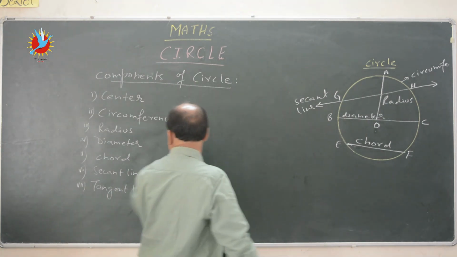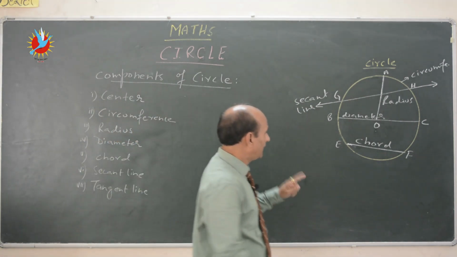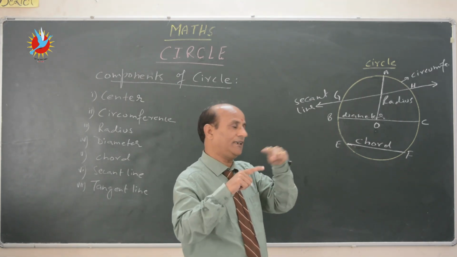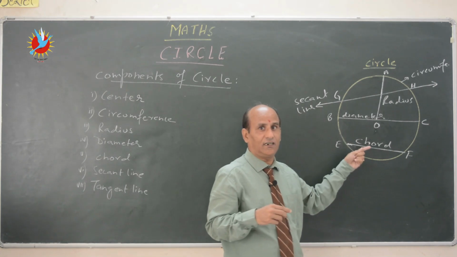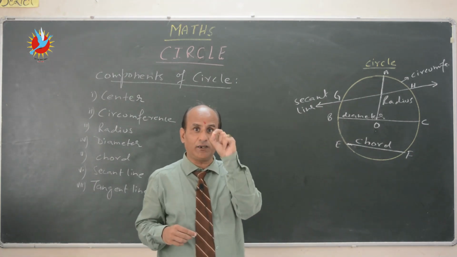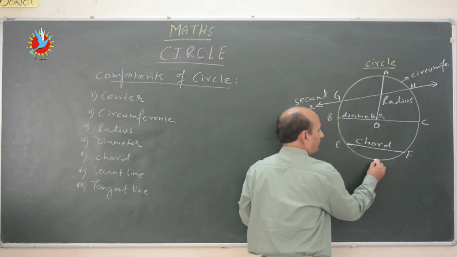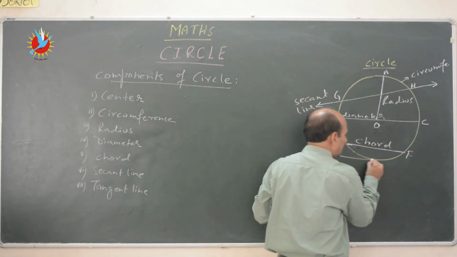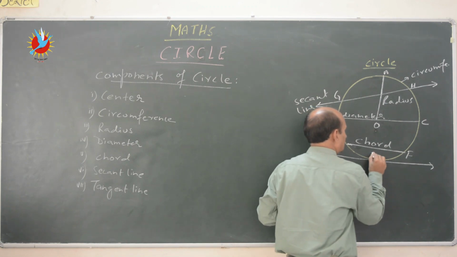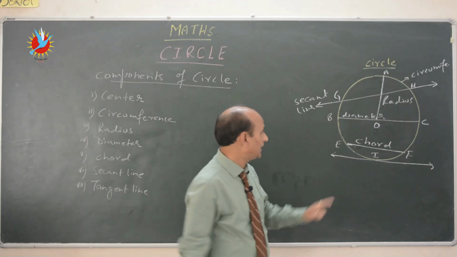But suppose the next line, tangent line, it is also a line, but it touches the circle at 1 point externally. It will not enter inside the circle, but it is always drawn outside the circle and it must touch at least at 1 point of the circle. Suppose we have taken this 1 point here, and if we draw a line which touches this point, then this line is called a tangent line.